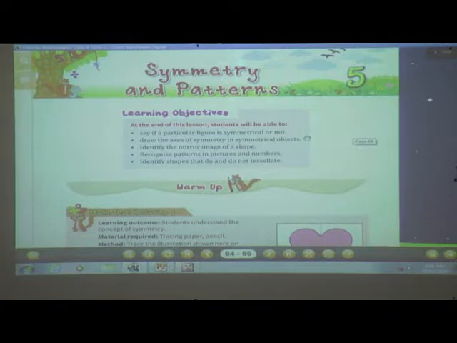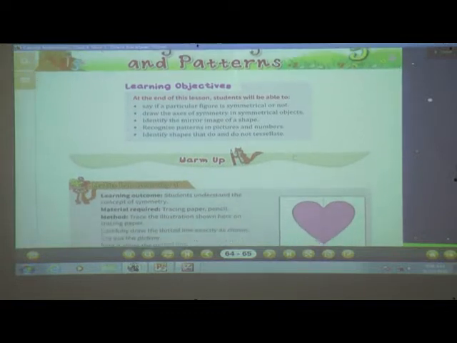Now third one, identify the mirror image of a shape. And next one, recognize patterns in pictures and numbers. Even identify shapes that do and do not tessellate. Now students, all this you will learn in this lesson on symmetry and patterns.